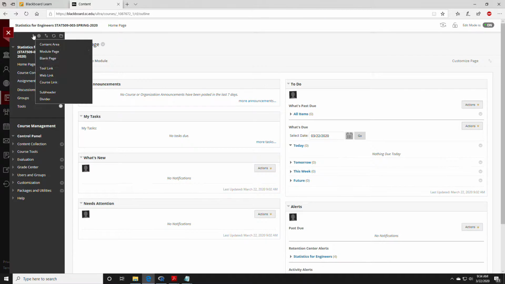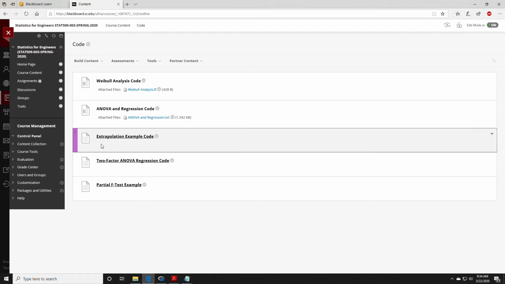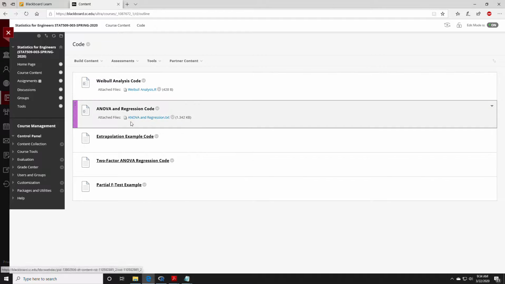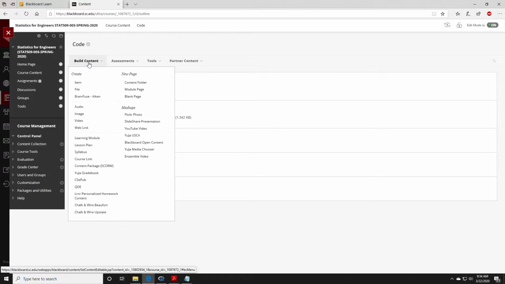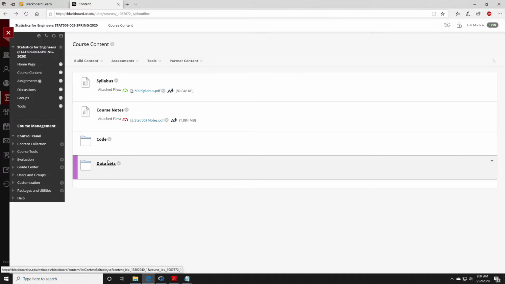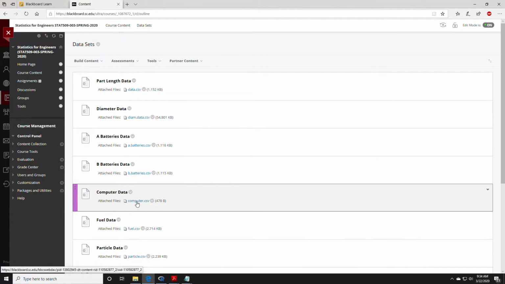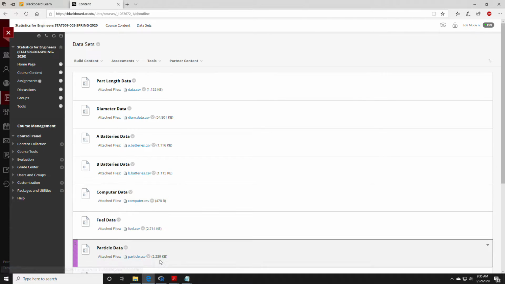Okay, so the notes, if you go on Blackboard, course content, if you haven't done it already, you can find the course notes here. You'll also need on Blackboard, if you go to code, you'll need Weibull analysis code, and you will need ANOVA regression code. And also under course content, if you go to datasets, we will need computer data. I'll get to that when we get to that example.